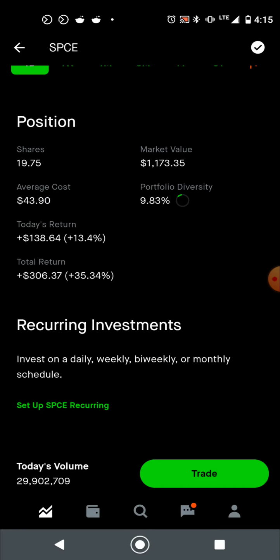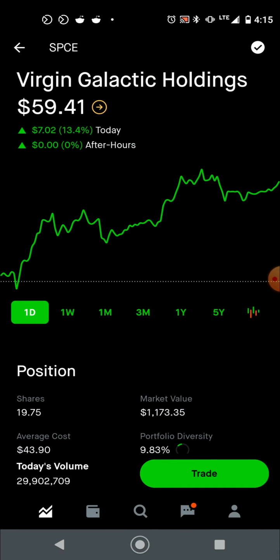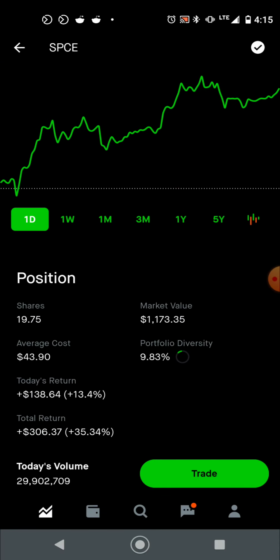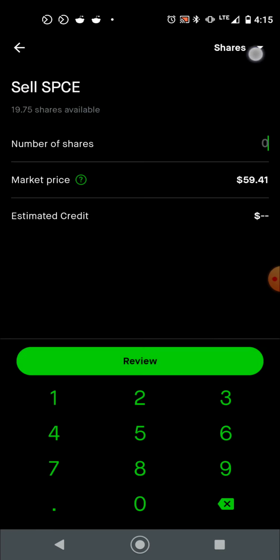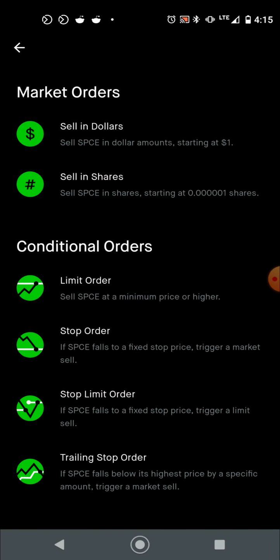So you go to the stock that you want to set your stop loss on. I don't actually want to sell this stock, but I'm going to use this for the example. You click trade, click sell, and then go up here to the top right and change your order type. So there are two types of stop orders on Robinhood, a stop order and a stop limit order. And the difference is one is a limit sell and the other is a market sell.